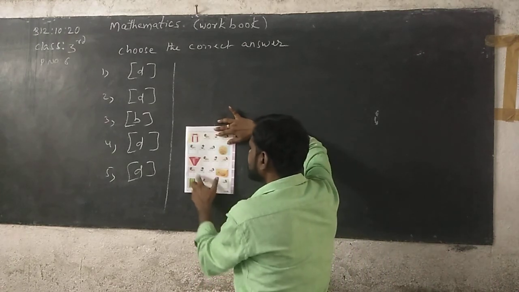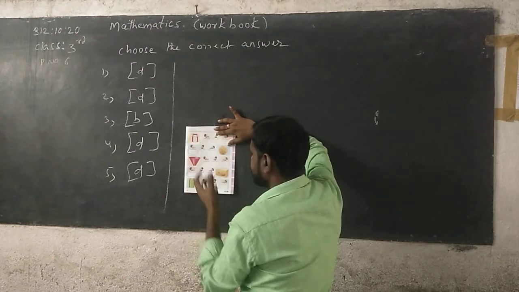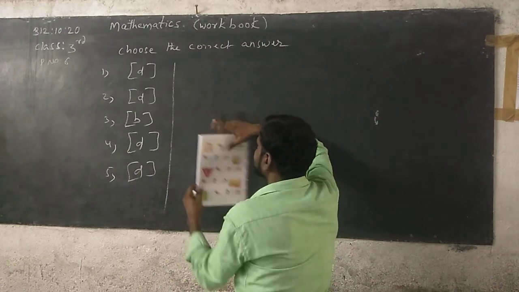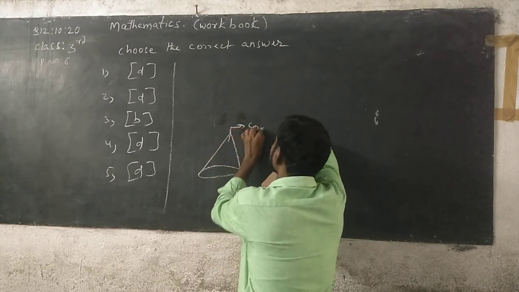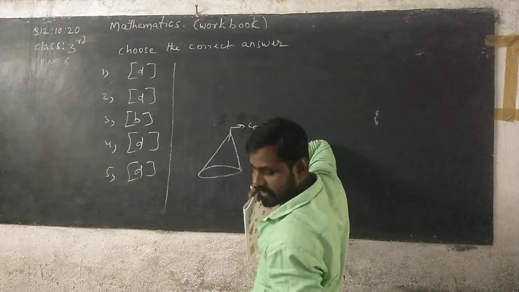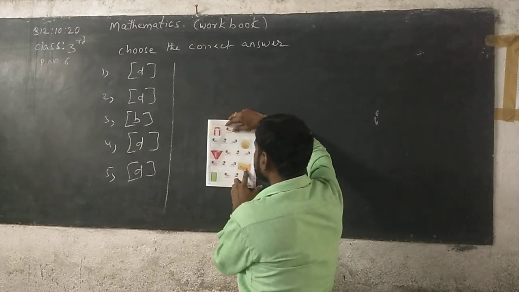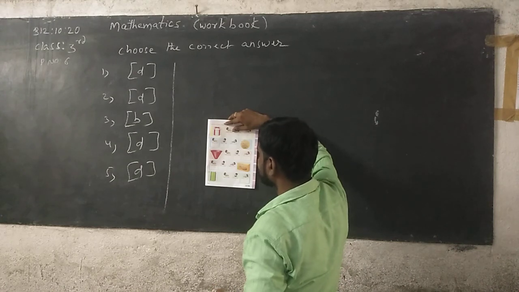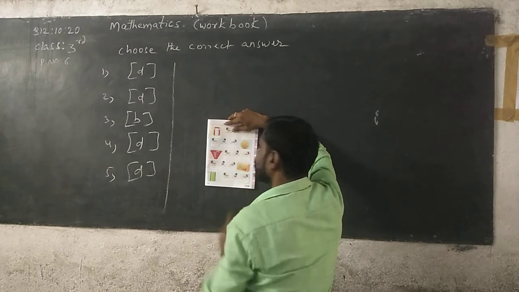Now next, this is cone. See here, number of faces 1. Number of edges 0, nothing. Next, number of corners 1. Corner means here vertex. This is corner or vertex. Now next, cookies. See, this is in the shape of a cuboid. Number of faces 6. Number of edges 12. Number of corners 8.